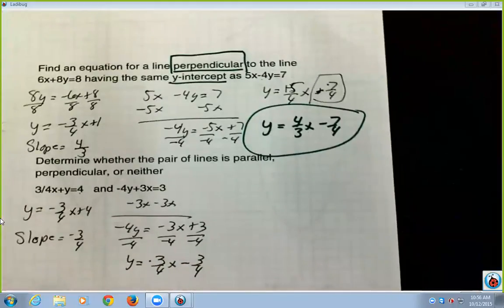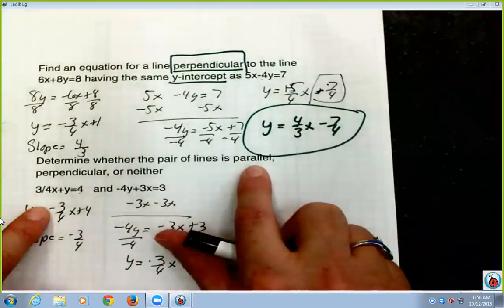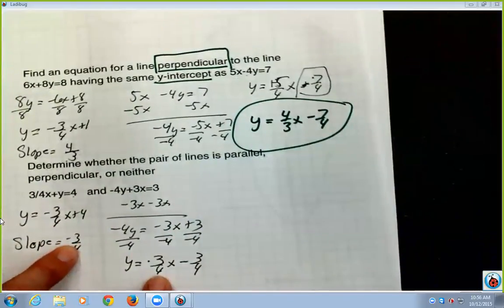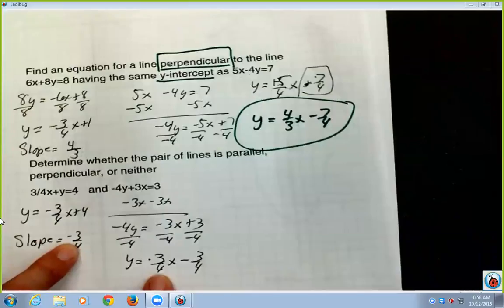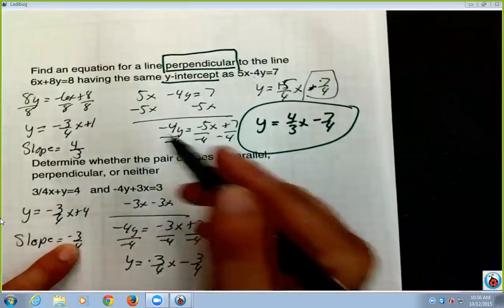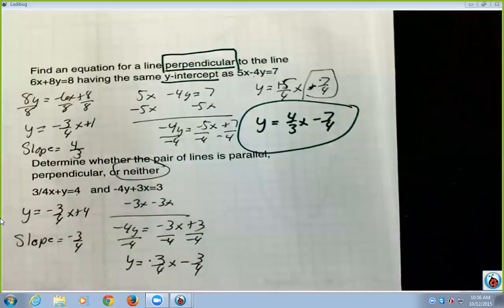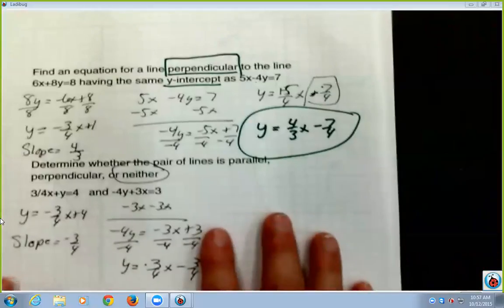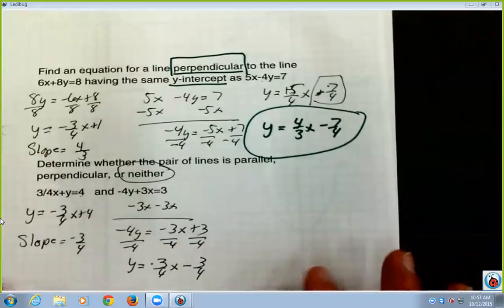So what could we say about these? Are they parallel? No. One's negative and one's positive. Are they perpendicular? No, because it's not a reciprocal. It would have to have been 4/3 instead of 3/4. So this one is a neither. It is just two lines that are intersecting each other at one point. So there's no comparison or combination with that. Okay, are we good with this part, you think?